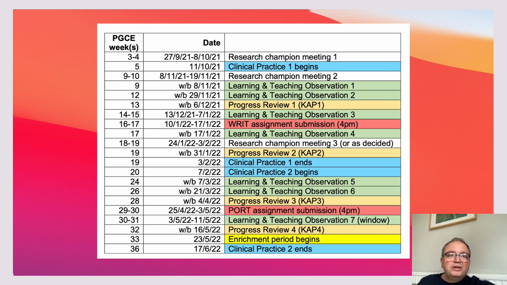So if we look at this very, very briefly, you can see we have learning and teaching observation 1, 2, 3, going right down to 7. Now these are the formal forms that are filled in by your subject mentor in the classroom, outlining how your teaching is going on that particular lesson. You can also see that we have 4 progress review caps. Now these are completed again by your mentor, and these are submitted to the university, and these are overviews really of how you've been doing over the past few weeks within your teaching practice.